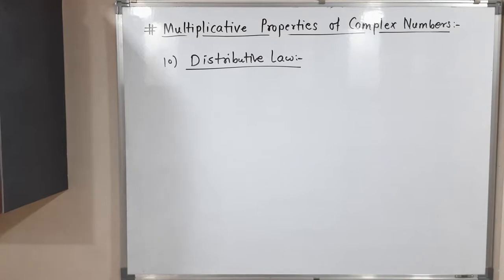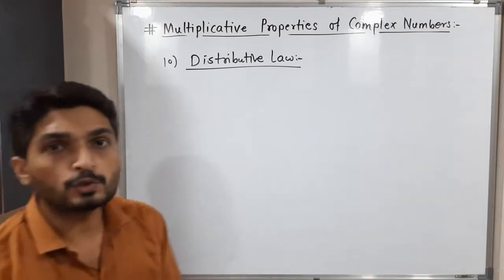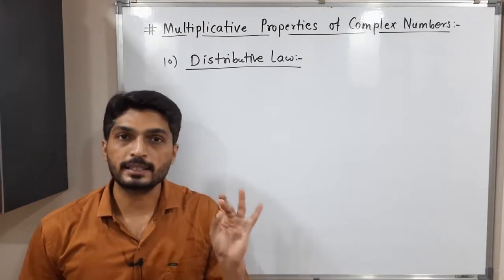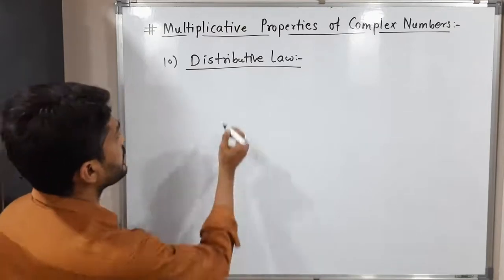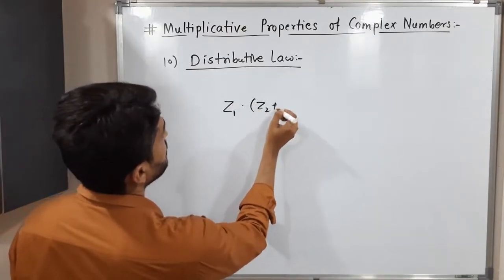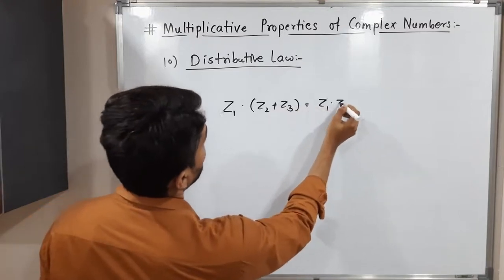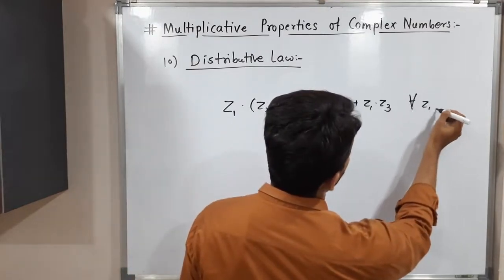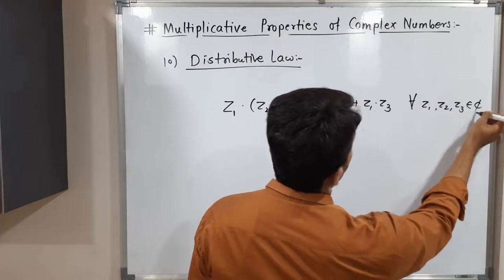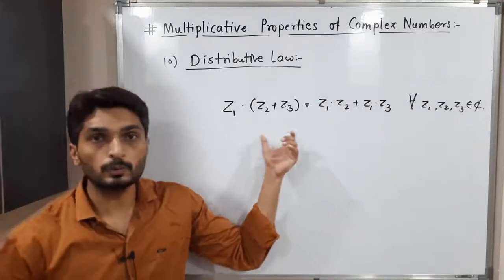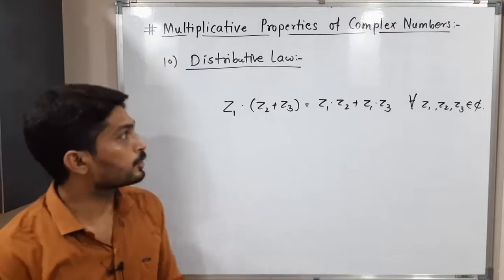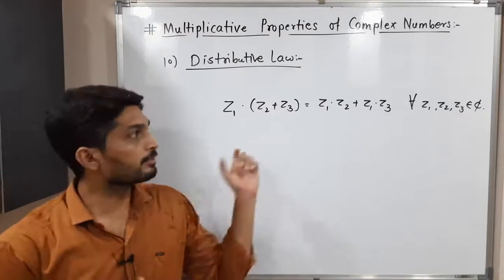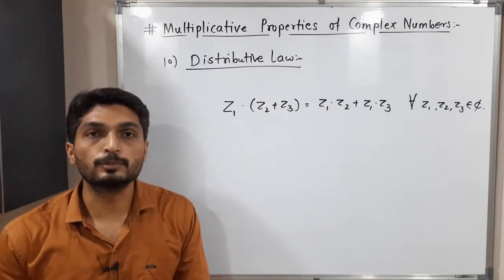So the last one is the distributive law. Actually in this law, we use complex multiplication as well as addition. For this law, we require 3 elements. So let us take z1, z2, z3. This law says z1 into (z2 plus z3) is the same as z1 into z2 plus z1 into z3. And this is true for any complex numbers z1, z2, z3. So you can try to prove this result as an exercise. You can work on the left hand side, you can work on the right hand side, and finally you can easily prove that the left hand side is equal to the right hand side. So this is the distributive law.